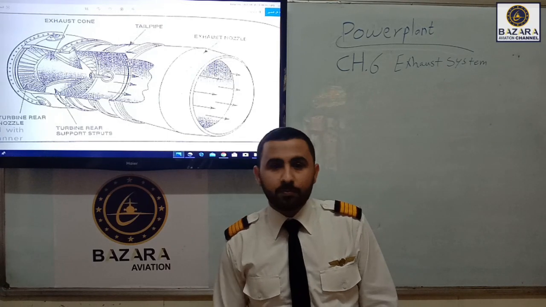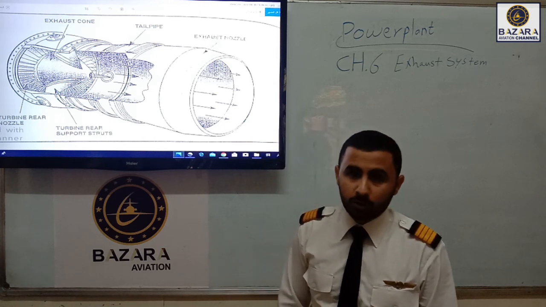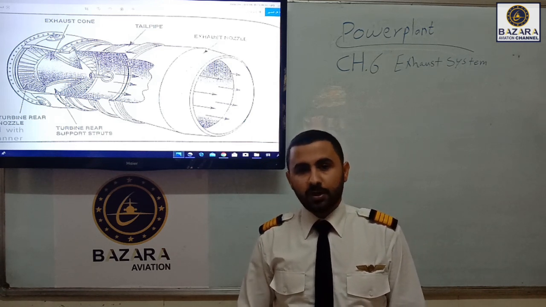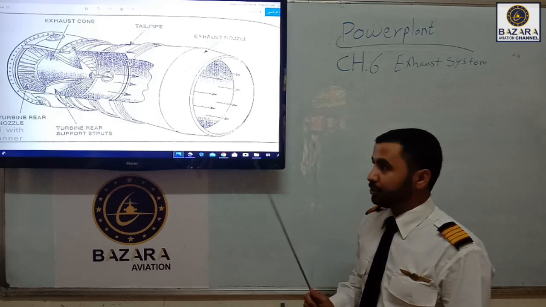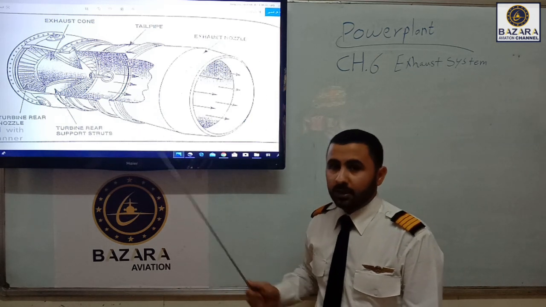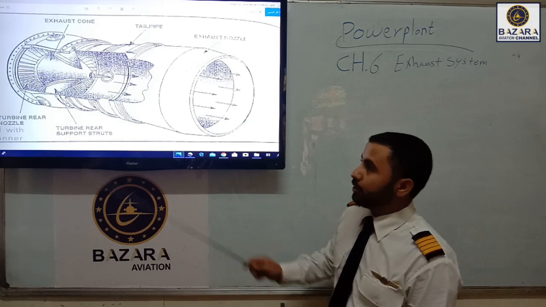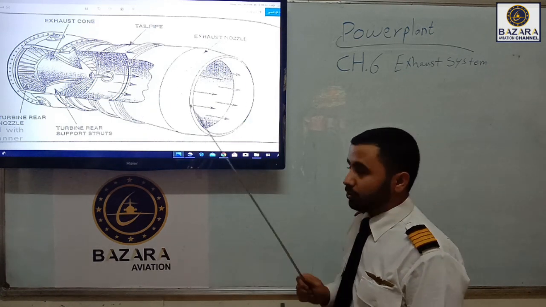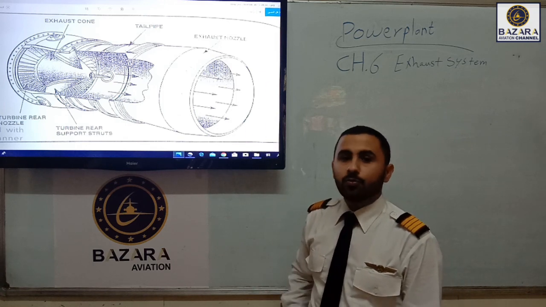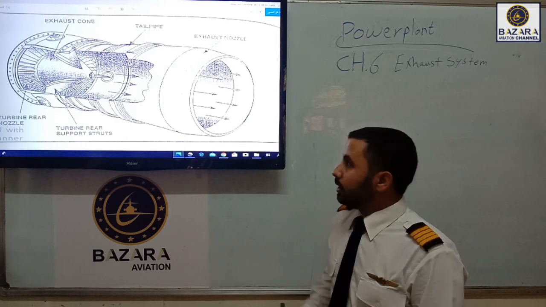Now we arrive at section B. In section B we will talk about the exhaust system of the turbine engine. As we see here, we have the exhaust system of the turbine engine, and we talk about that in chapter 3. Here we have the exhaust cone, tailpipe and exhaust nozzle.